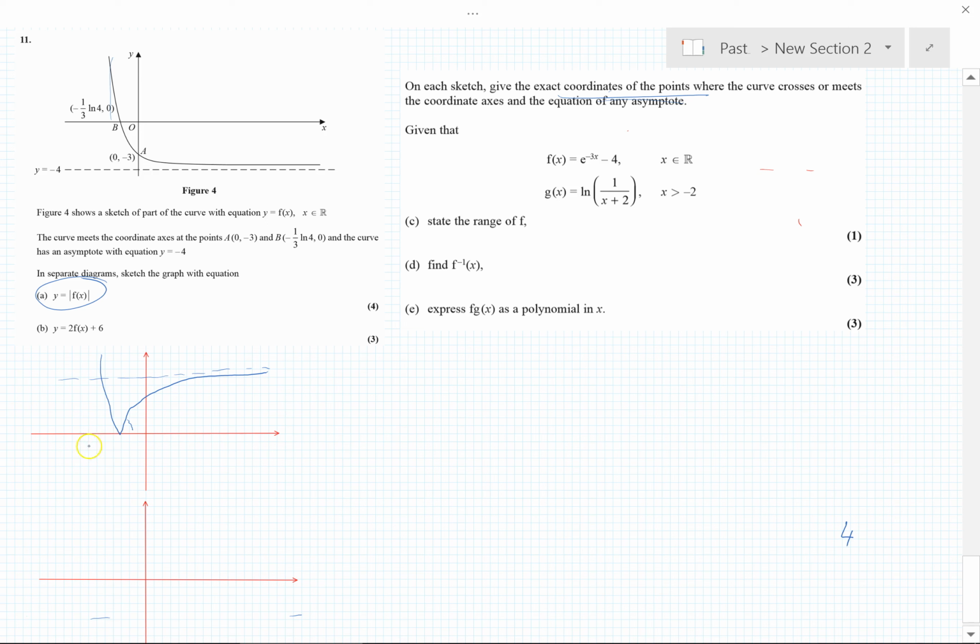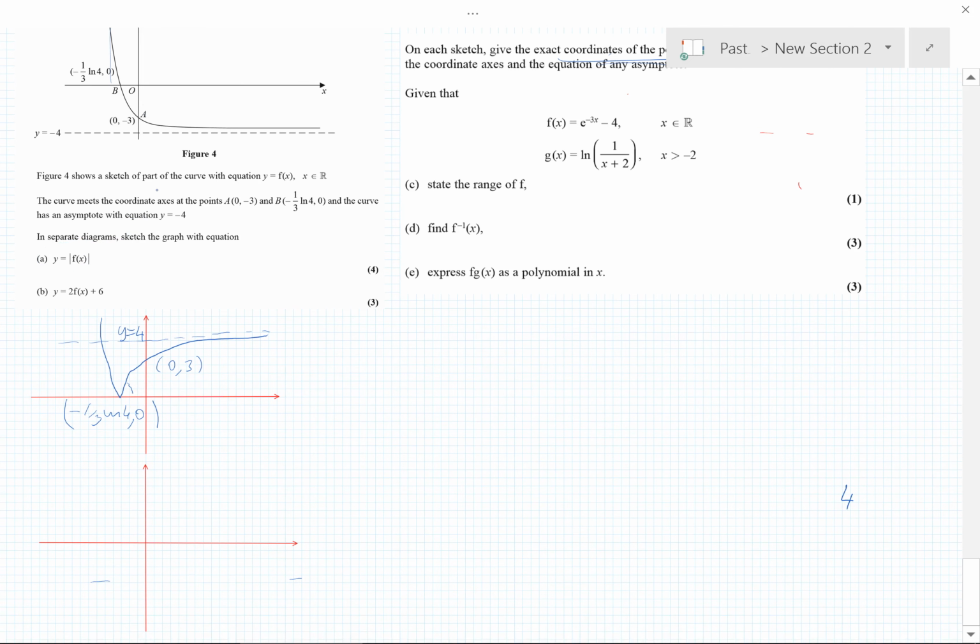So this point is still the same, minus a third ln 4, 0. And the asymptote would, because it's reflected, because we've made that modulus, is 4. And this point here will be equal to 0, 3, because all these negative values here become positive. Pretty straightforward. 4 marks, 4 very easy and quick marks.